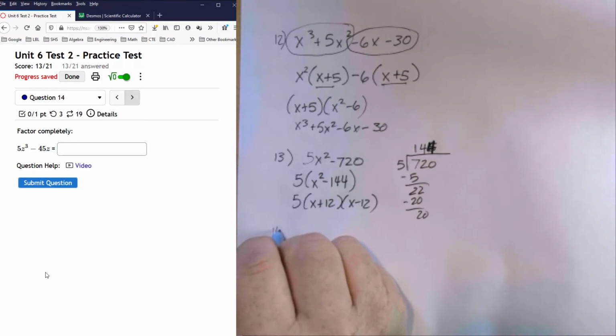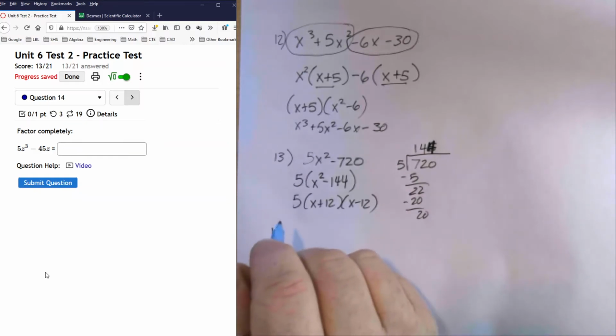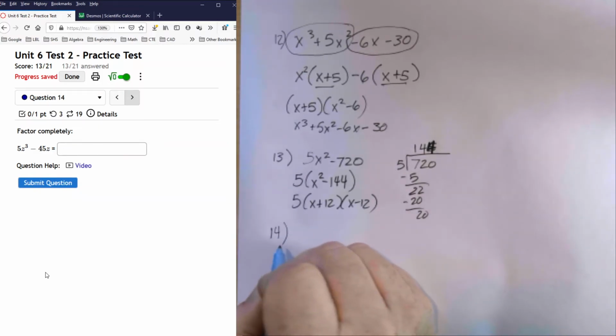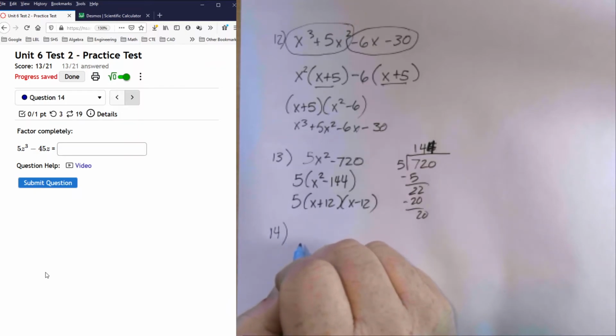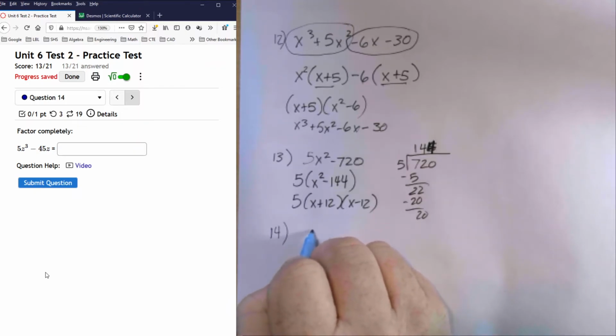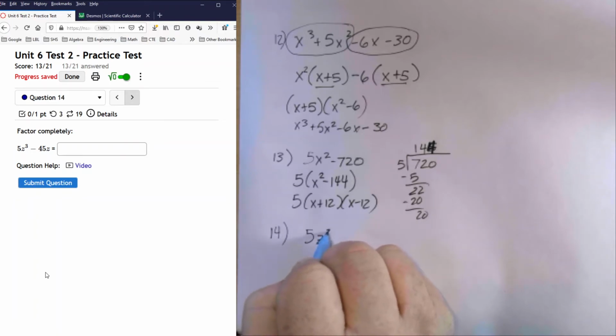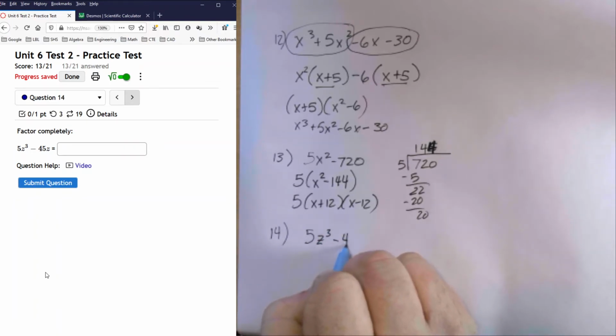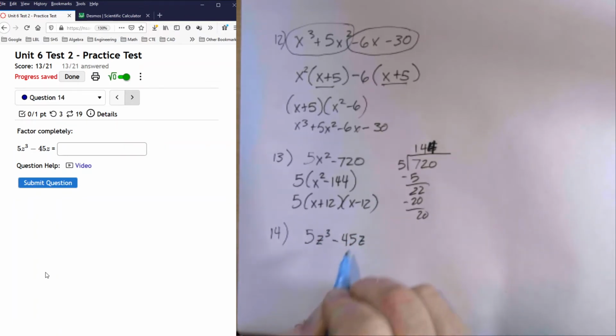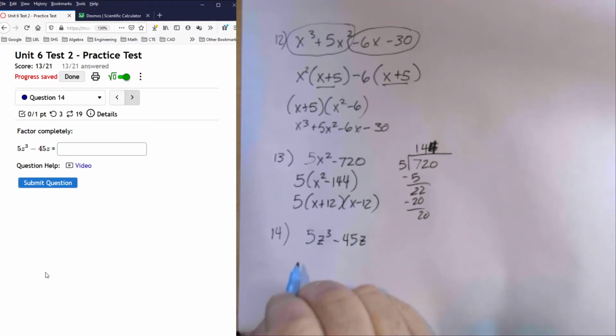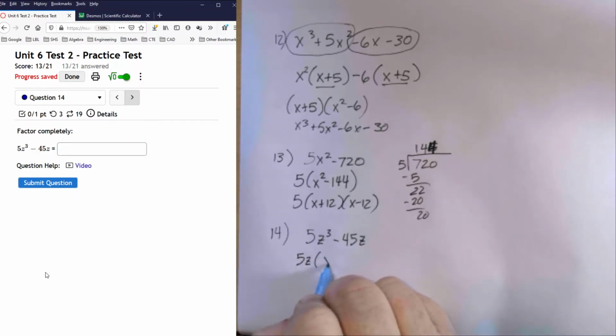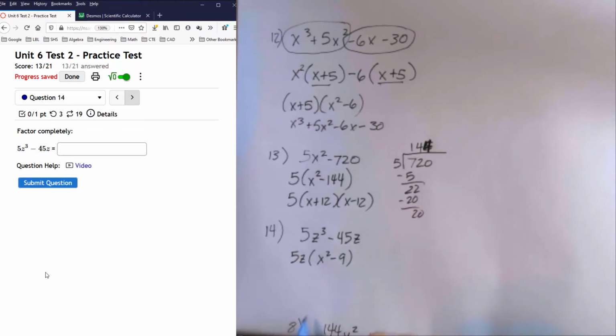Number 14, a similar thing. I've got a difference there. I'm hoping that I can find a GCF and turn that into a difference of squares. So I've got 5z to the third power minus 45z. I can see they both have a z in them. There's a 5 that's a factor of both of those, so I'll take a 5z out of that, and I'm left with z squared minus 9. And so there's a difference of squares.